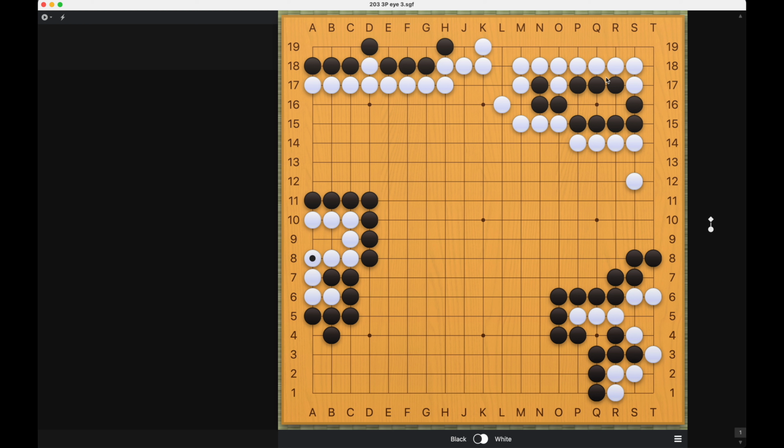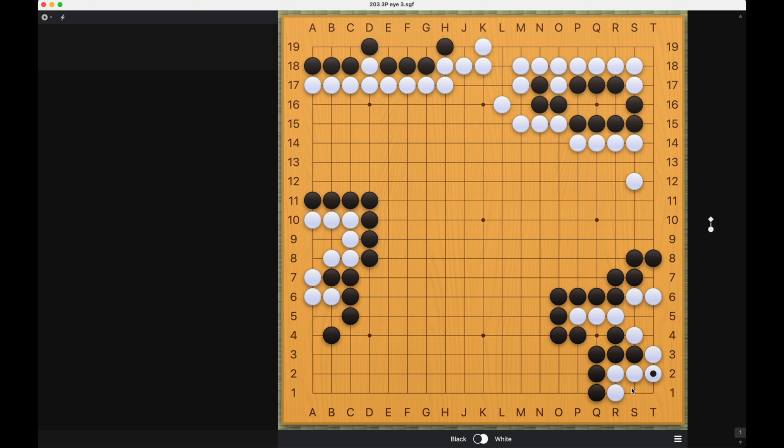Same with this pattern on the upper right. Black will eventually have to occupy this spot because white can Atari here. Black must connect, so this is really a 2 space eye. It is not a straight 3. Last but not least, this pattern on the lower right is very similar to the one on the upper left. This eye space right here only has 1 real eye. If white plays here, this is real, but this is fake.